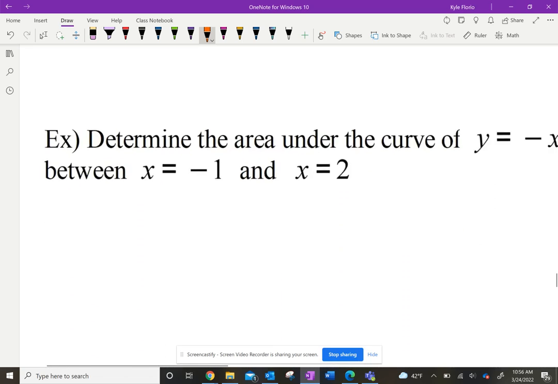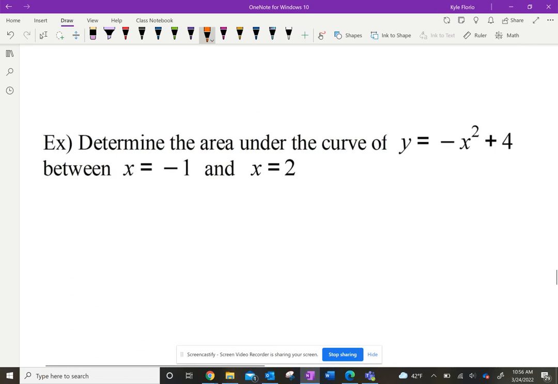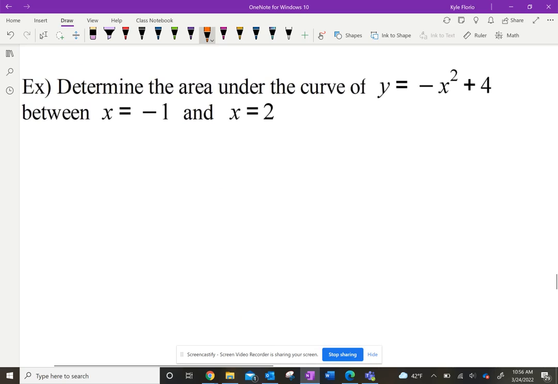Okay. New example. Take a minute to copy it down. Pause me, and unpause me.